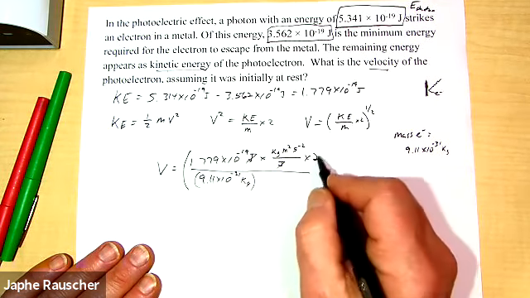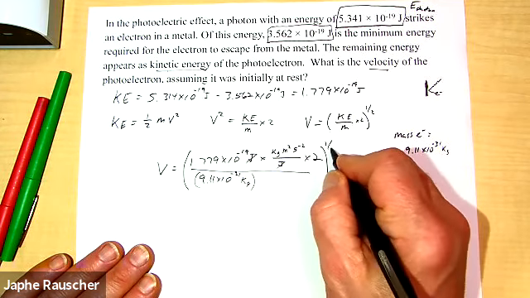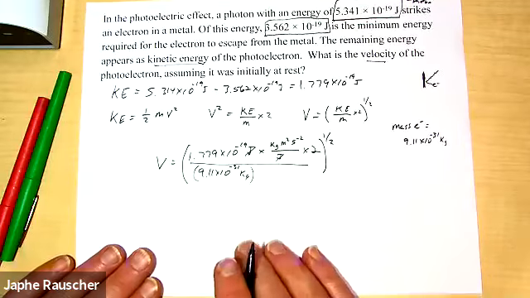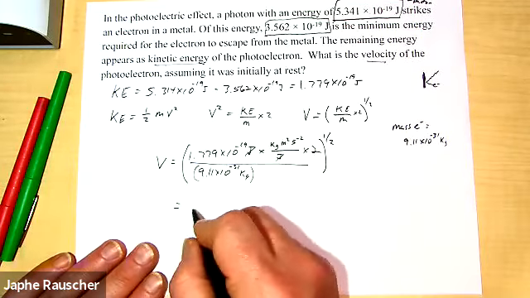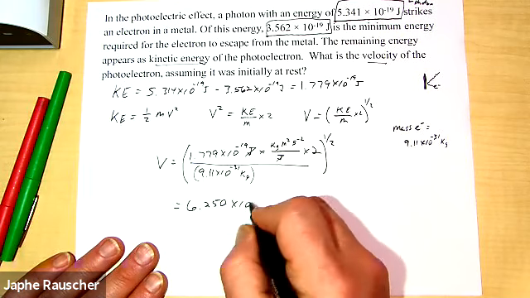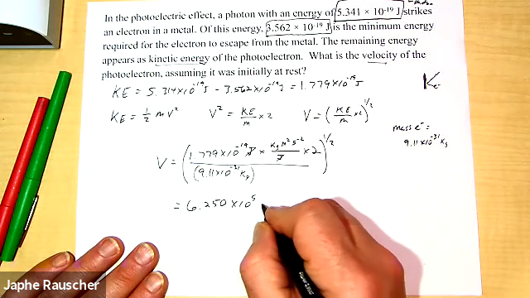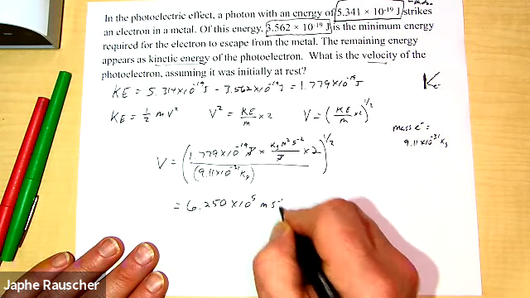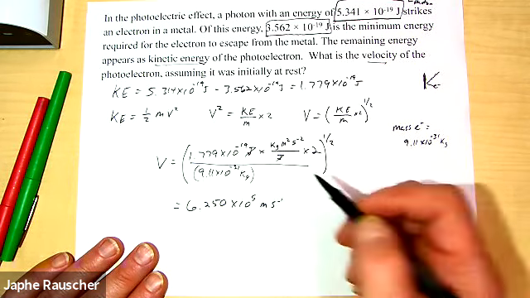And then we're going to have to take basically the square root of this whole thing. When we do that, I got 6.250 times 10 to the 5, and that's meters seconds to the negative 1.